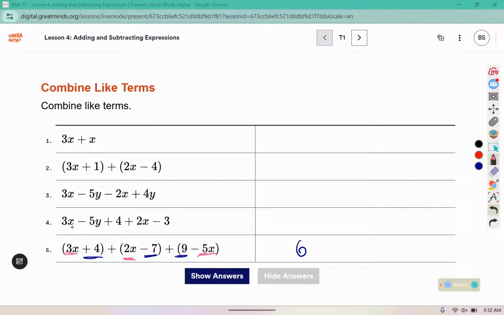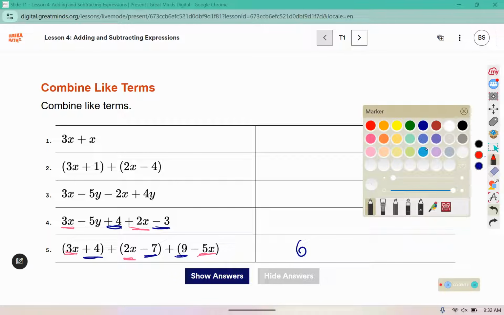In this one, you can combine the x terms. You can combine the number terms. And then the y term will be left by itself.